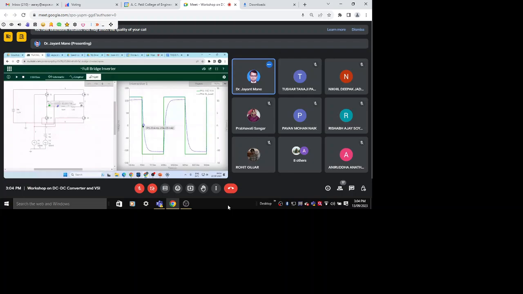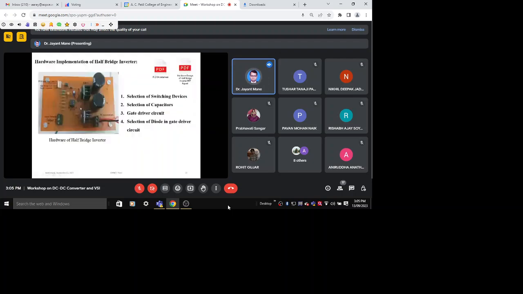To practical, so this is the hardware. The 840 is the MOSFET, which is very cheap and readily available, and IGBTs can also be used. And this is the DC bus.